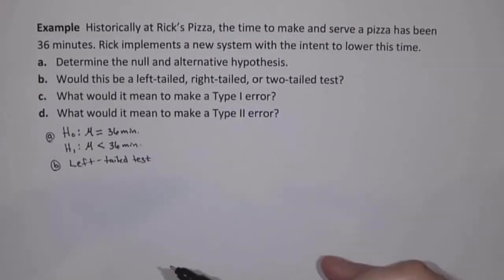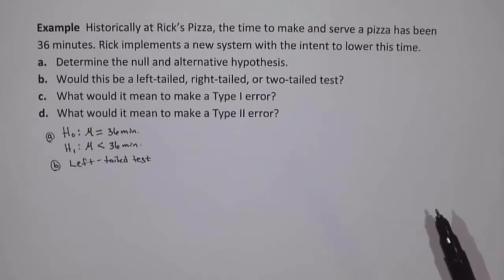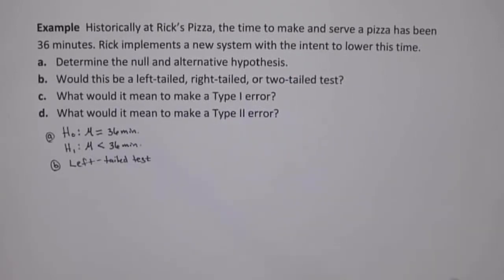So what are we going to do now? We're going to gather data. So we would collect a sample of times that it takes to make and serve the pizza, and we're going to find the average, and we're going to compare that to the 36 minutes to see if we can conclude that it's still 36 minutes or that it's now less than 36 minutes.